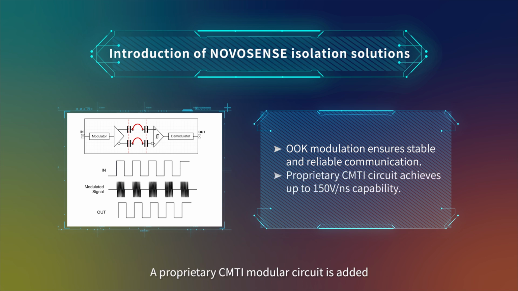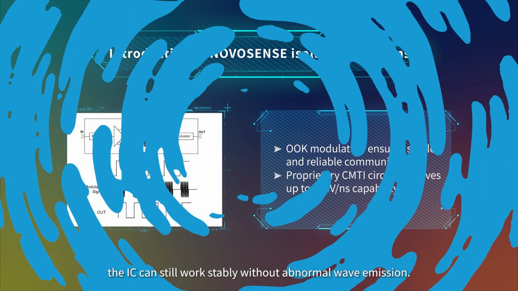A proprietary CMTI modular circuit is added at the input side of the differential signal, allowing the IC to achieve a stronger CMTI capability up to 150 volts per nanosecond. For power systems with a high dV/dt, the IC can still work stably without abnormal wave emission.